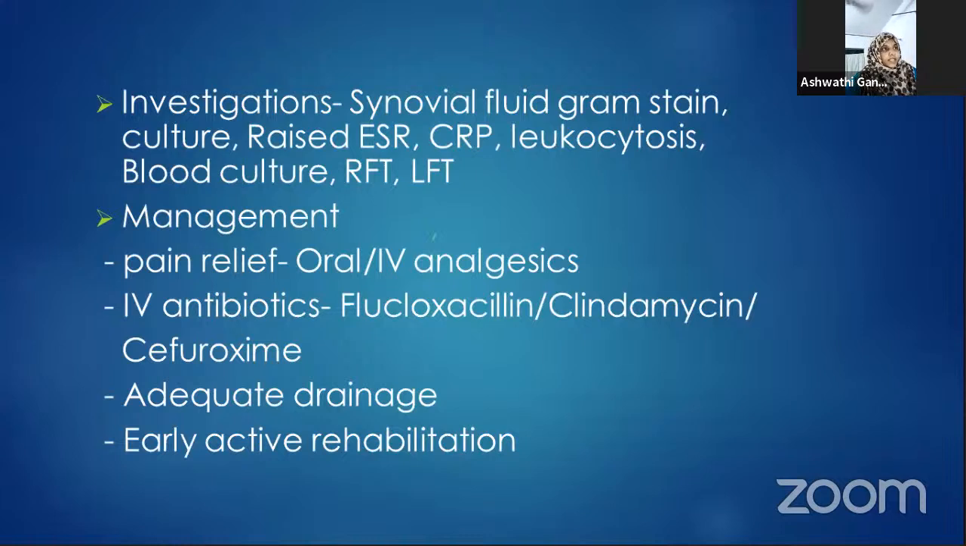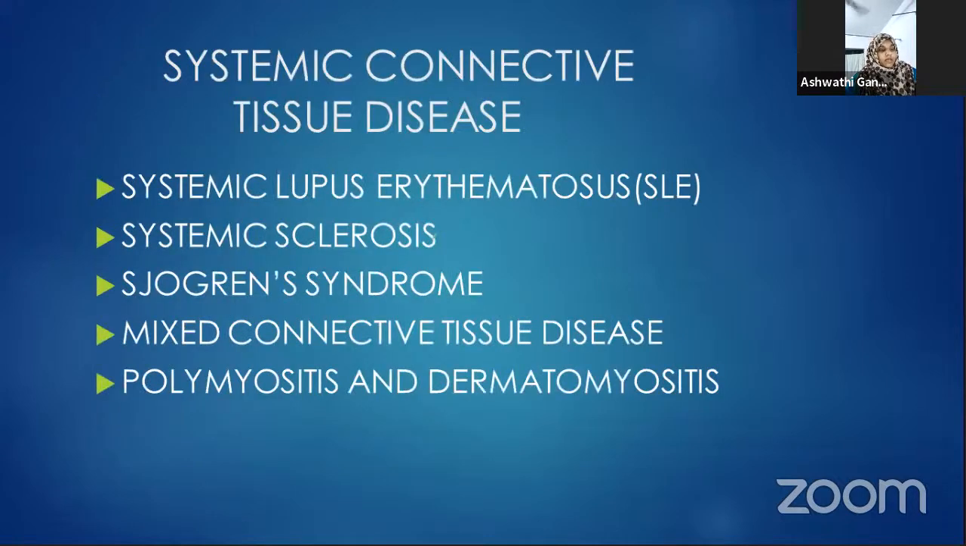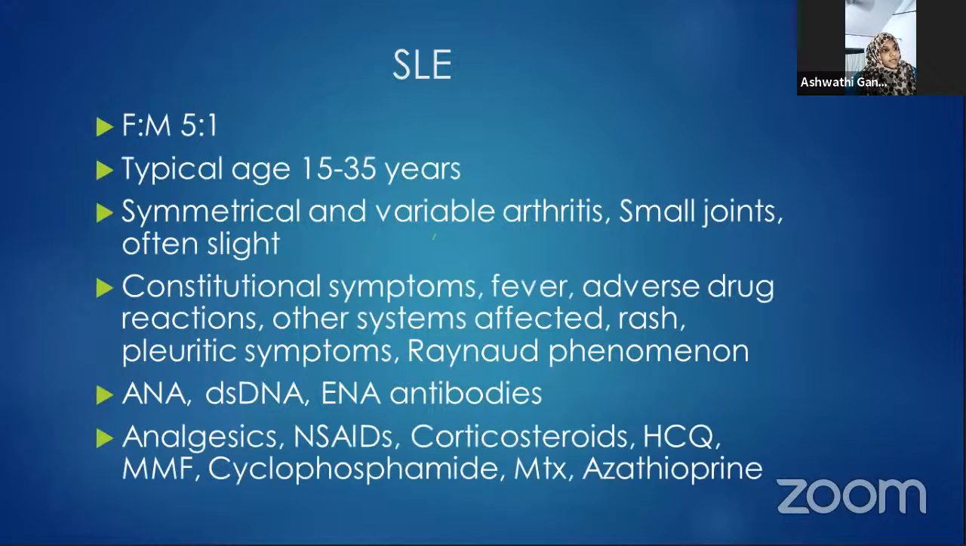Then systemic connective tissue diseases can produce arthralgia. In SLE, 90% of patients can have arthralgia. There is symmetrical and variable arthritis. Small joints are often affected. Diagnosis is by ANA by immunofluorescence, and antibodies to extractable nuclear antigens, as we already discussed, and low complement level. Analgesics, NSAIDs, corticosteroids, HCQ, these all can be used in treatment.